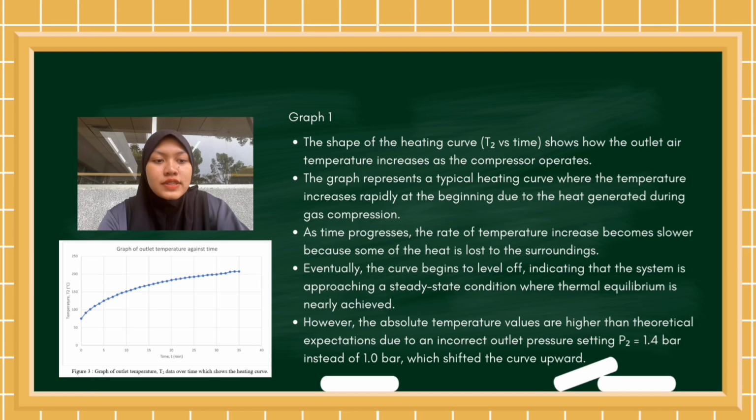However, the absolute temperature values are higher than theoretical expectations due to an incorrect outlet pressure setting, which is P2 equal to 1.4 bar instead of 1.0 bar, which shifted the curve upward.